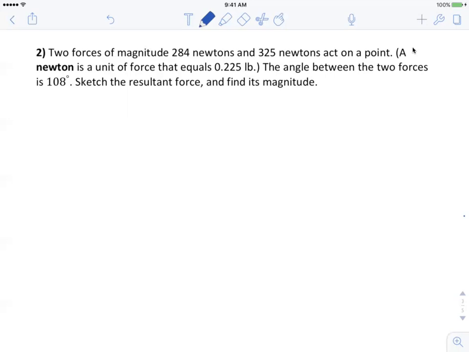So let's put the 325 going horizontal, something like that. And then at a 108-degree angle, we have this force going up that way, right? It's not entirely to scale here, but close enough. Okay, so there's my picture.